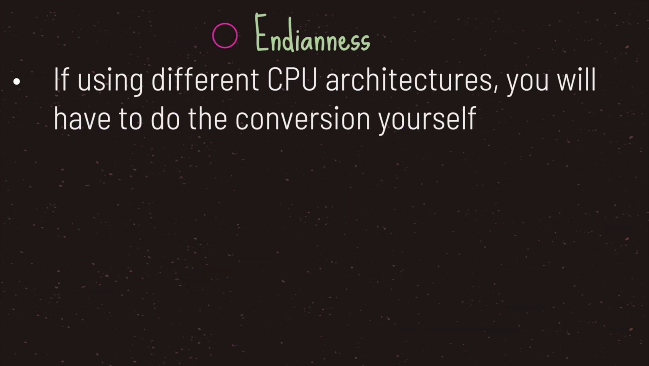Now, endianness can get quite complex, so we won't go into a lot of detail, but your computer will either be big endian, little endian, or they can run both types, but they can only run one type at a time. And so you do have a problem. How do you convert data from big endian to little endian? Well, if using different CPU architectures, you will have to do some type of conversion. And this also applies to things such as networking.